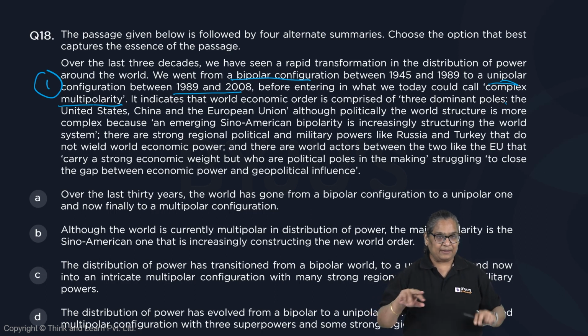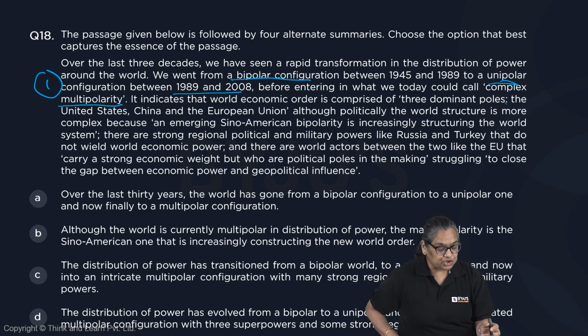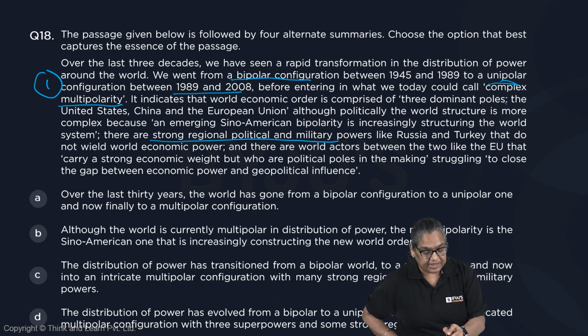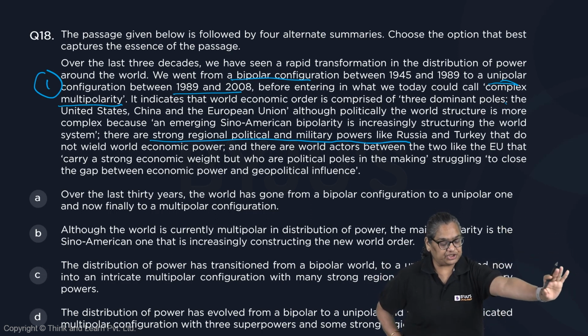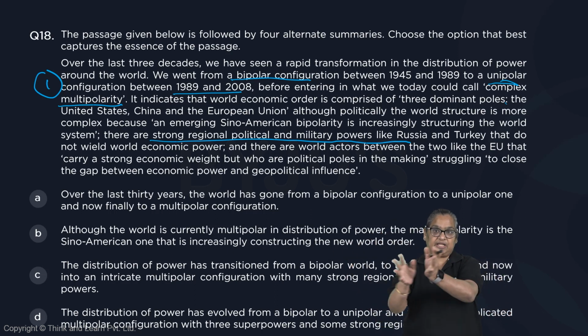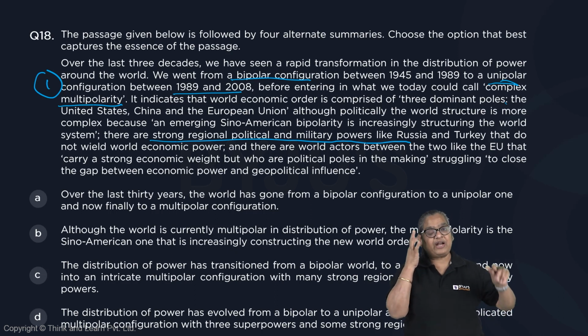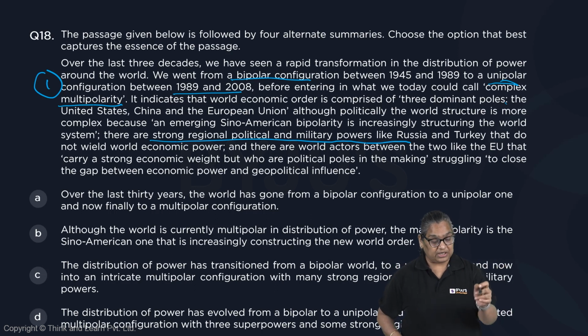But politically, China and US are polarized, and therefore the world system has changed. Next, there are strong regional and political and military powers emerging, like Russia and Turkey, that don't have economic power. So economic order, you have US, China, Europe. Politically, China and US are divergent. They're not part of the same pole. On top of that, you have regional powers like Russia and Turkey, which don't have economic power, but are strong politically and militarily.